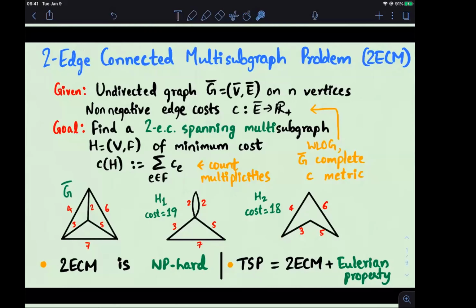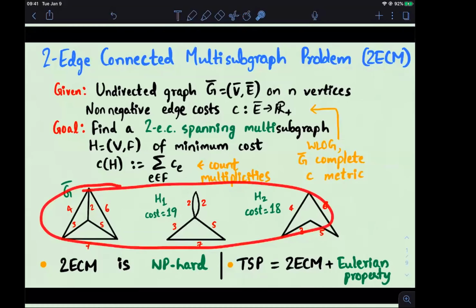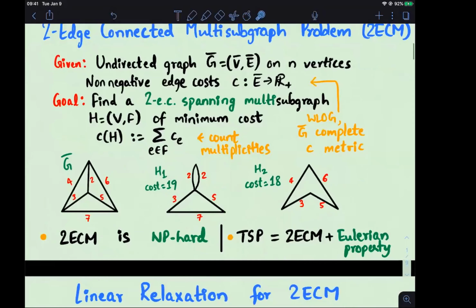To compute the cost of a subgraph, we need to account for the multiplicities of edges used. There's a very standard operation called metric completion, using which we can basically assume that G bar is complete and that C is a metric, i.e. the triangle inequality is satisfied by the cost. Here's a quick toy example that I've shown just to clarify what kind of solutions we are looking for.